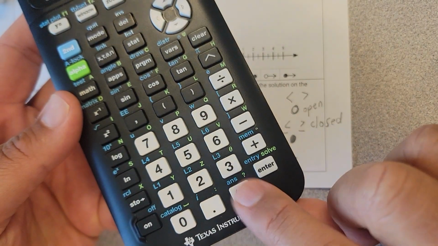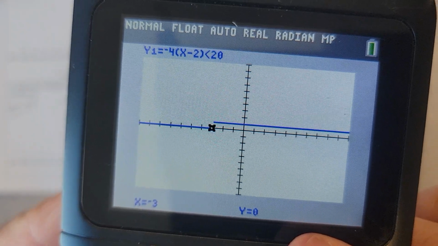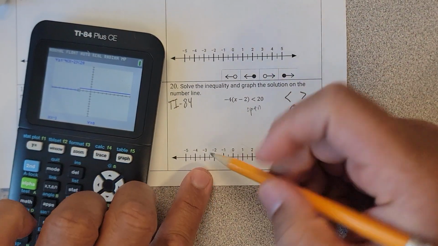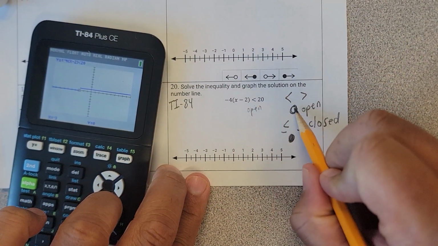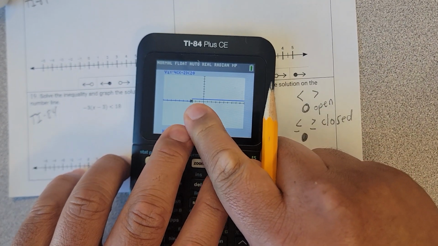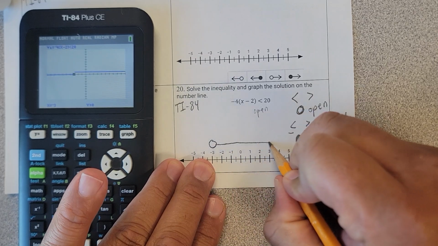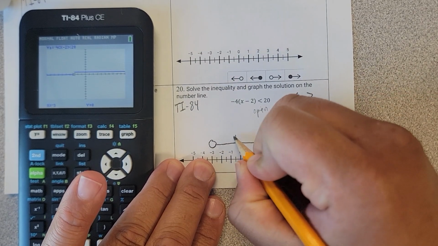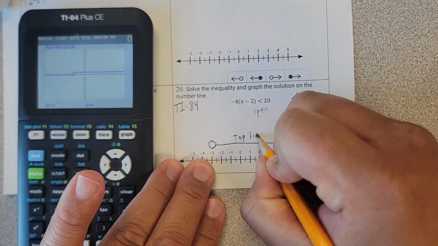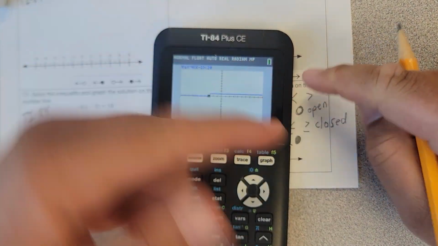All right, negative 3, enter. So that's where the cut is. You see that? So go to negative 3. This is a open. And then the top line, este que está arriba, this is the shading. So you go this way. All right. It has to be the top line. Que está arriba. Top line is going to the right, derecha.